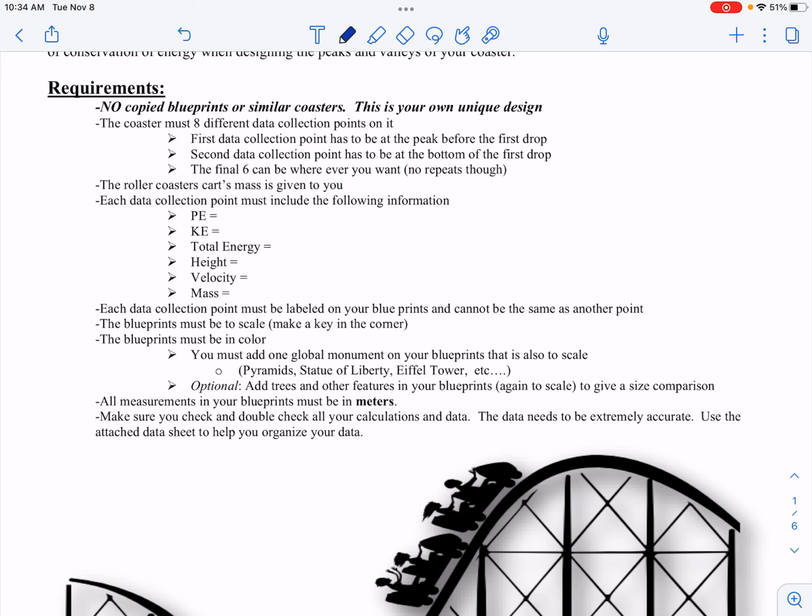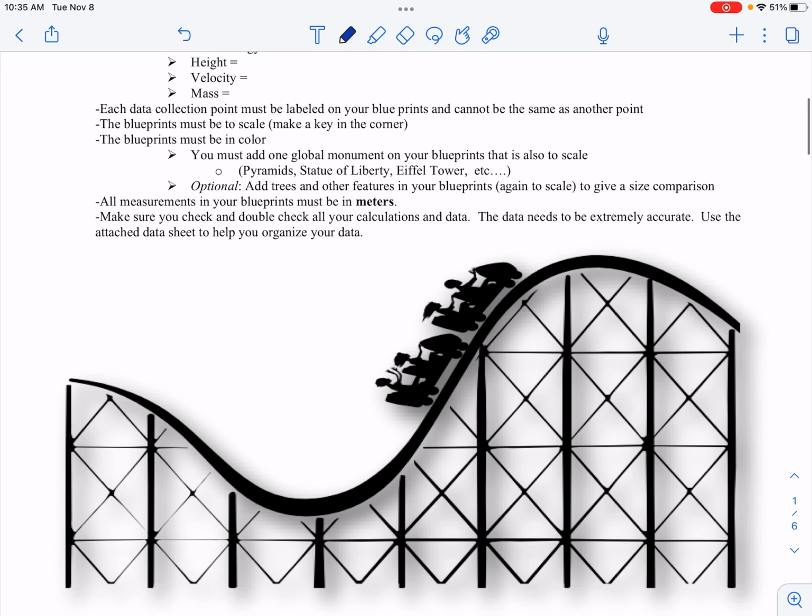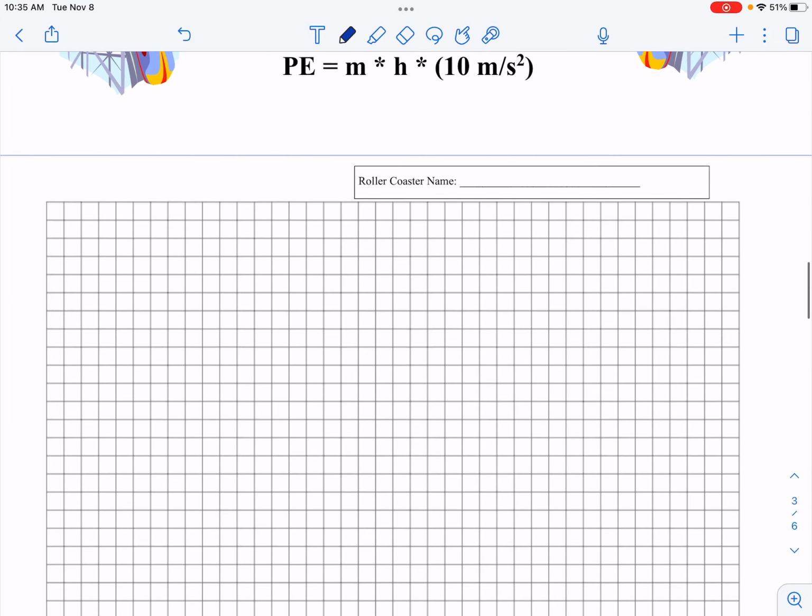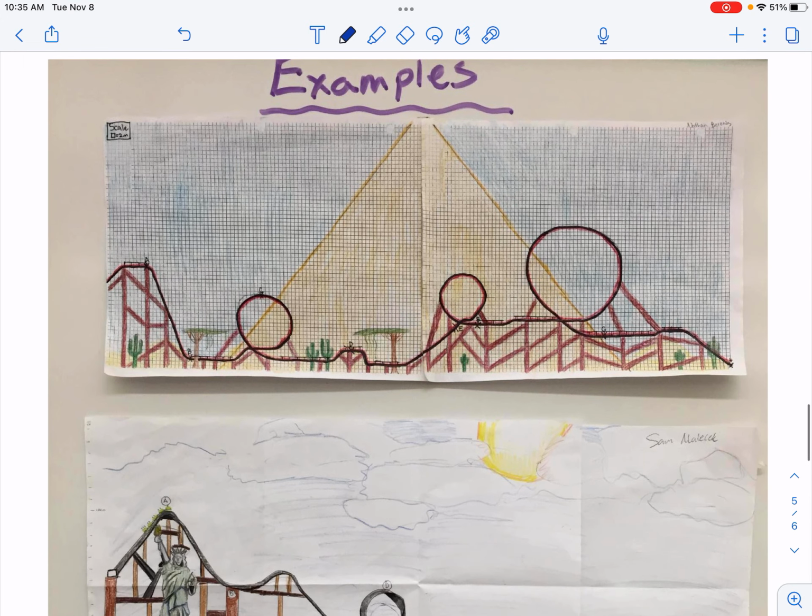Now, for this particular activity, we want to draw it in a real life scale. So in order to do that, we are going to be designing a roller coaster with some large monuments, some large buildings in the background, just to give it a sense of scale. So before I go too much further into the directions, I'm going to show you guys some examples of what our end products will look like.